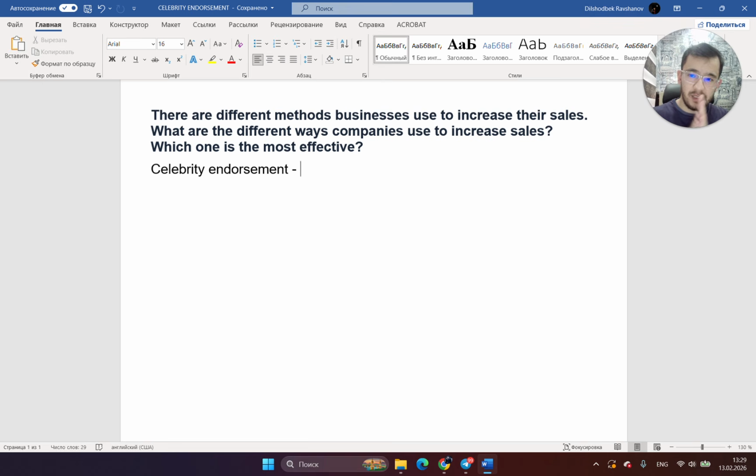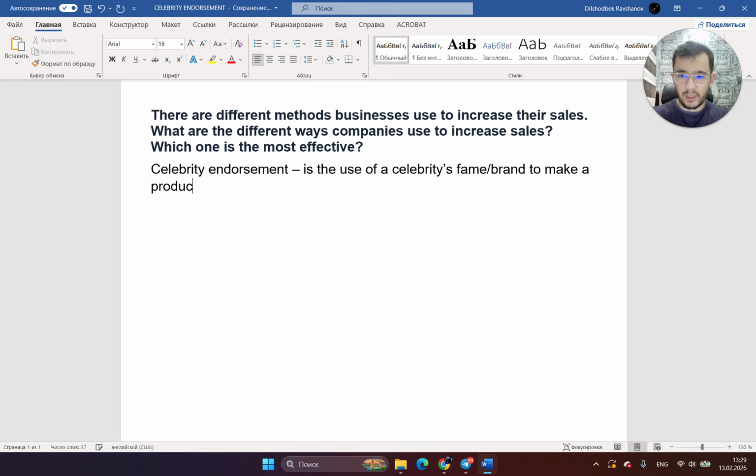And again, let me just simplify this and write down a good definition. Maybe I should say: the use of a celebrity's fame, brand, right, to make a product or a service more popular. That's the way I see it. If I have to simplify it, of course.